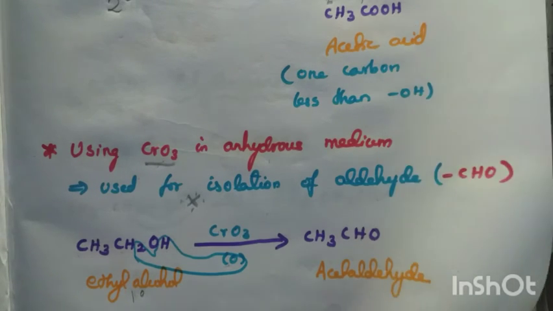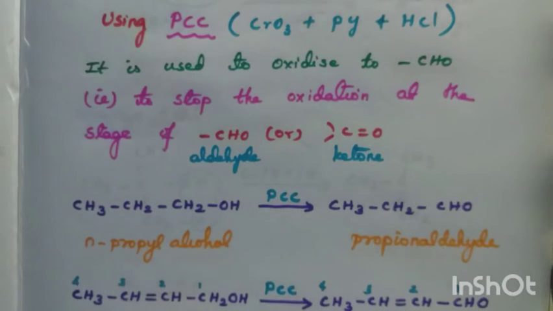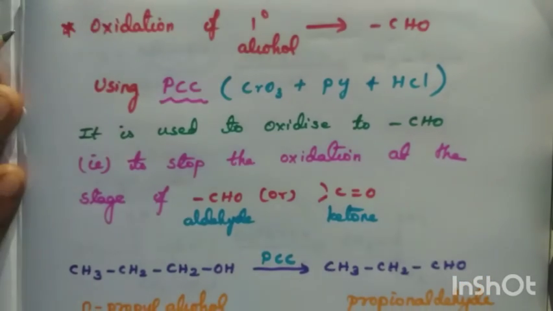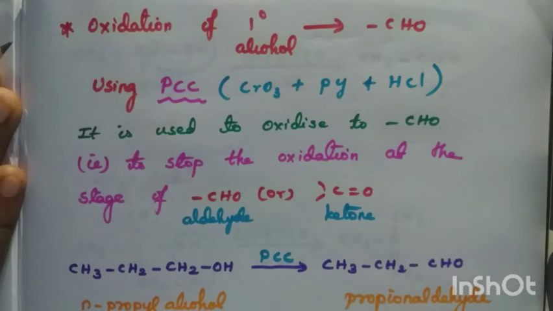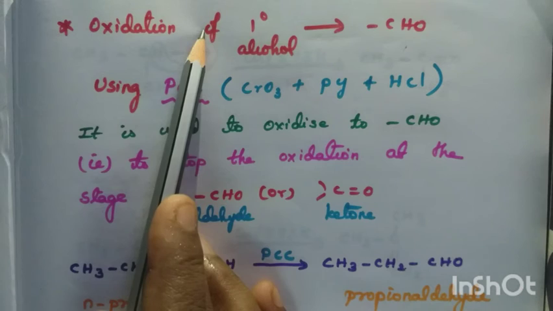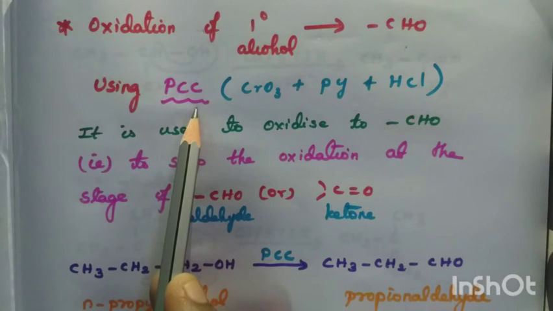So this is the oxidation of which alcohol? Primary alcohol. Now, how to form an aldehyde from a primary alcohol? There is another special reagent called PCC.